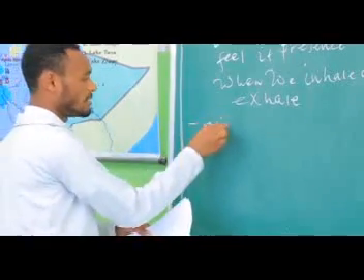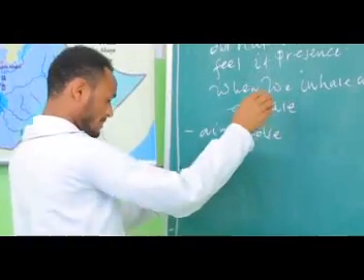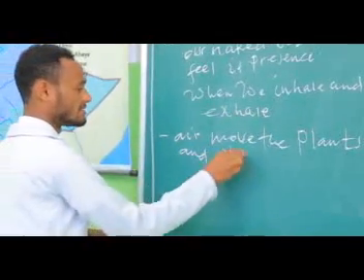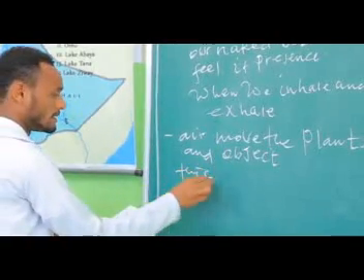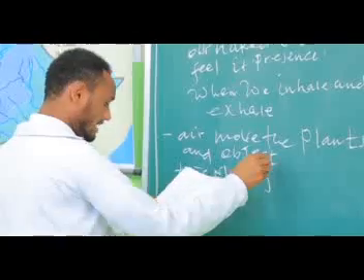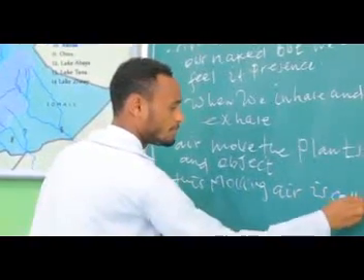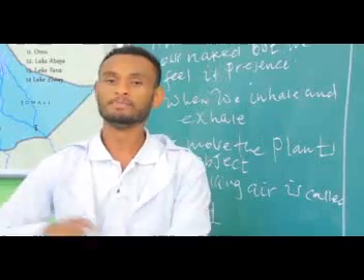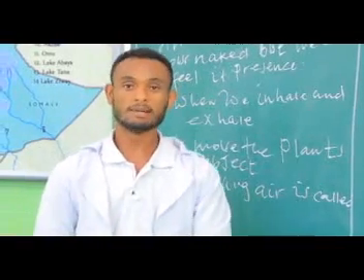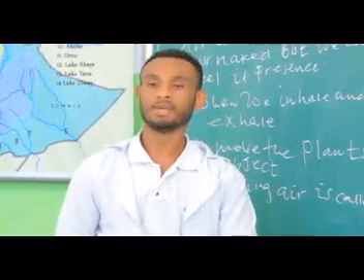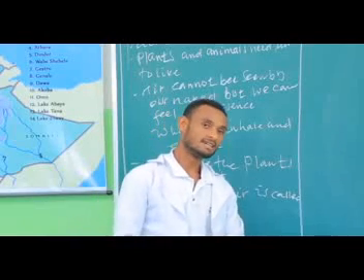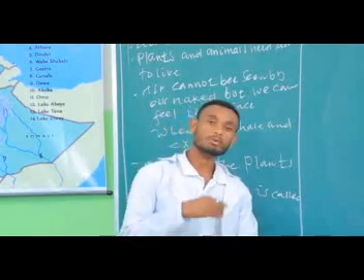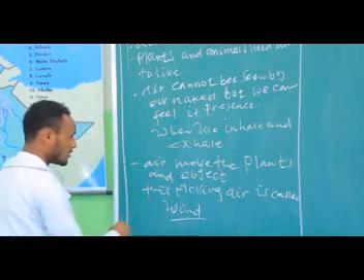So, air moves the plants and objects. This moving air is called wind. Students, have you seen air with your naked eyes? No, we cannot see air with our naked eyes, but we can feel its presence when it moves the plants and other materials from one place to another. This moving air is called the wind.